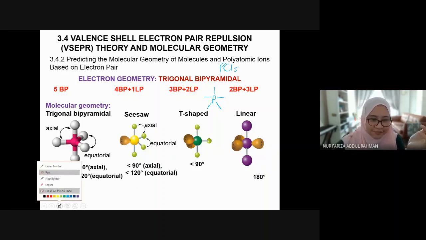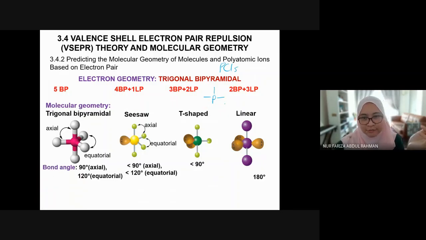Normally, you guys mesti start dengan 4 tu, yang T-shape ni. You start dengan T-shape, lepas tu you buat macam ni. Okay, alright. Sebenarnya benda yang sama. So Cl. Okay, and lone pair, don't forget the lone pair. So this will be your Lewis structure.